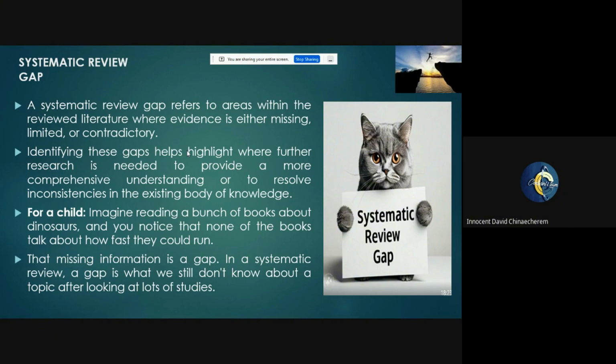For a child, it's just like reading a bunch of books about dinosaurs, and you notice that none of the books talk about how fast they could run. So you've read a bunch of books, and there's a particular missing information that you really want to get. That means you need to now review lots of books to know if there is evidence about how fast dinosaurs can actually run. So that's what a systematic review gap happens to be. I try to make it very comical, to make it very, very simple while we practice.